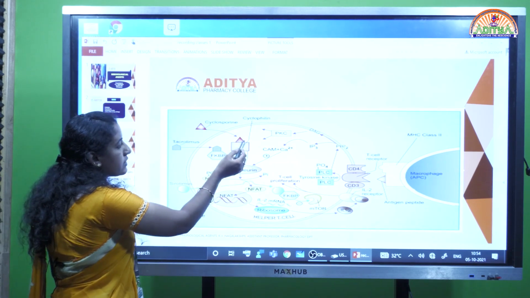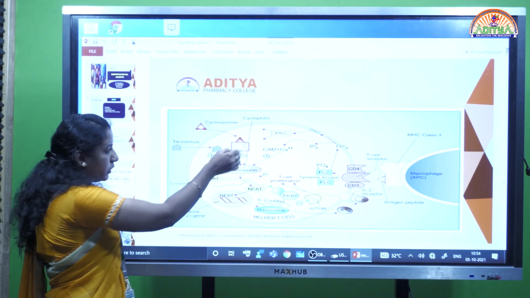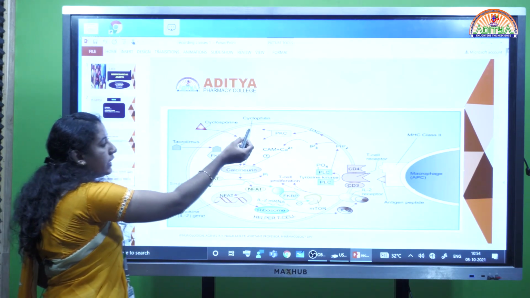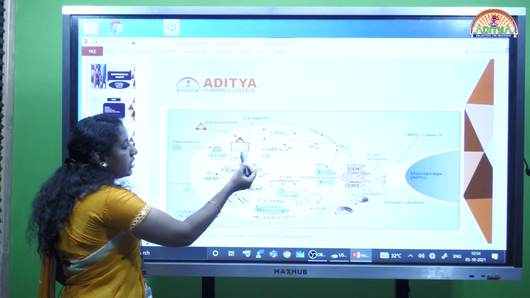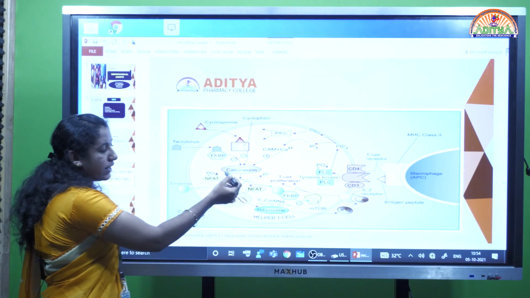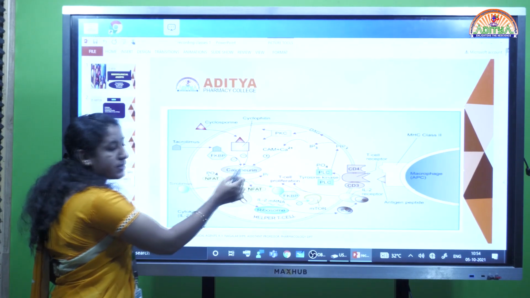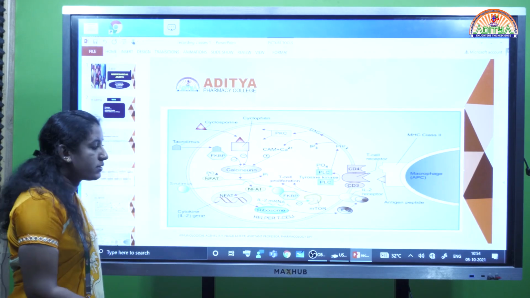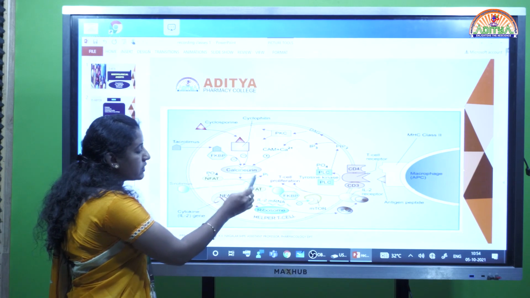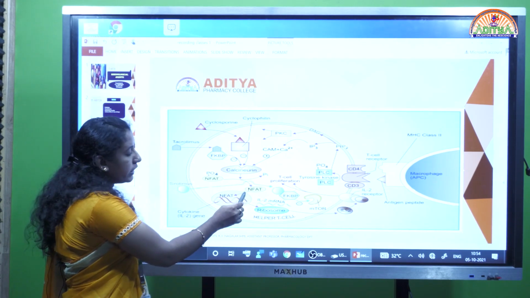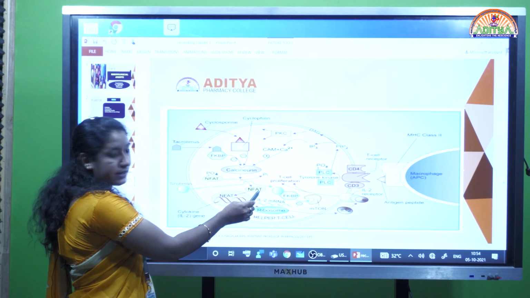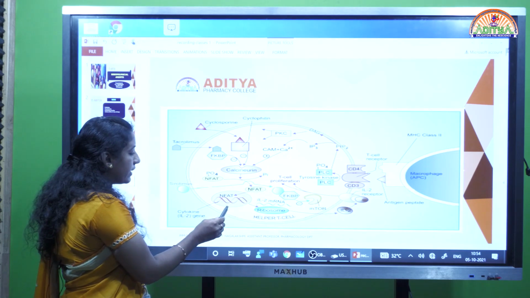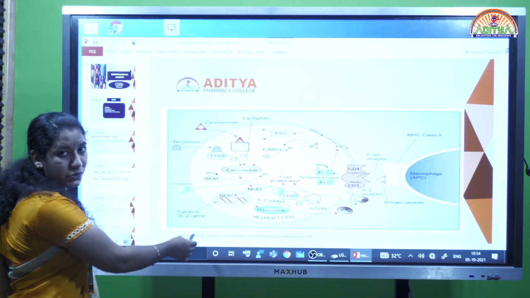Again I am saying, this cyclophilin is the intracellular protein, and in the presence of cyclophilin, in the presence of calcium, it activates the calcineurin. So calcineurin is the phosphatase. So this calcineurin will undergo the dephosphorylation process, and it dephosphorylates the factor known as nuclear factor of activated T cells. So this NFAT will undergo translocation into the nucleus and starts the production of IL-2 genes.